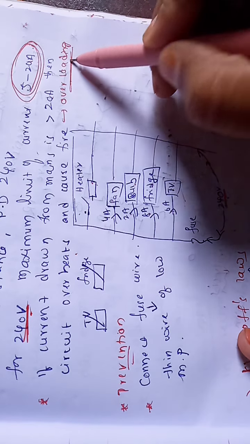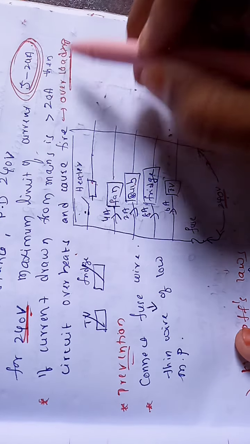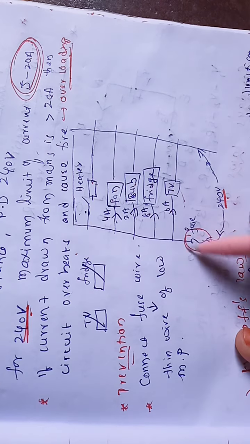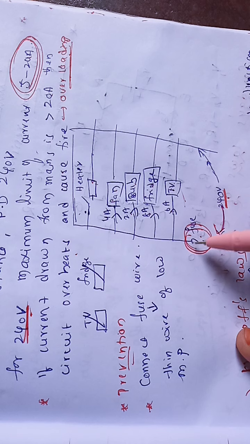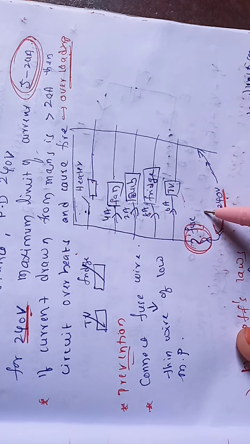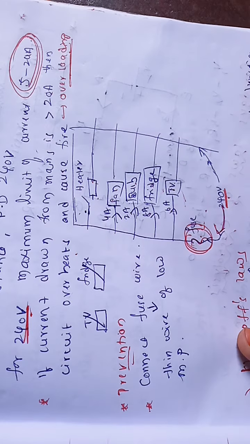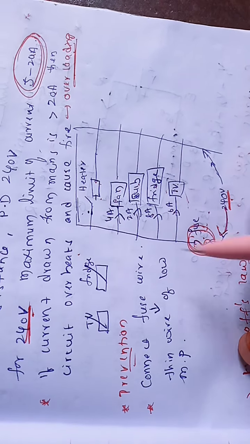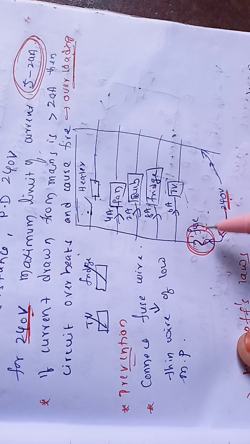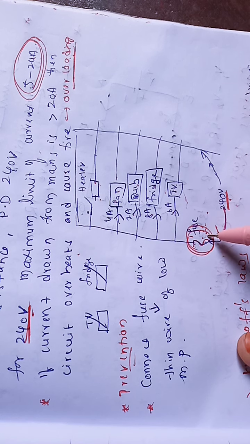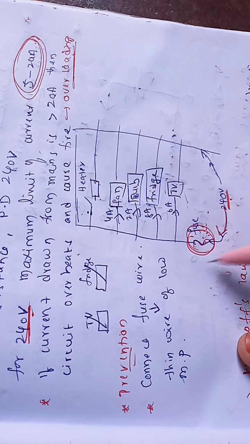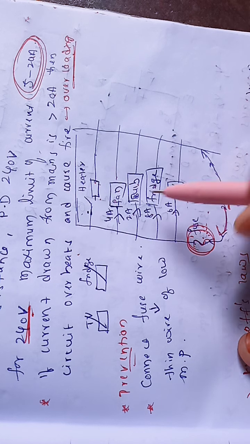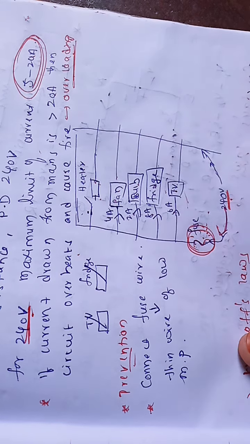Then how to prevent this overloading? By connecting a fuse. If any more current flows, then the fuse will melt and break, so our appliances will be safe. We will take a very thin wire of low melting point as a fuse. If any overcurrent flows through it, then this will break and our appliances will be safe.